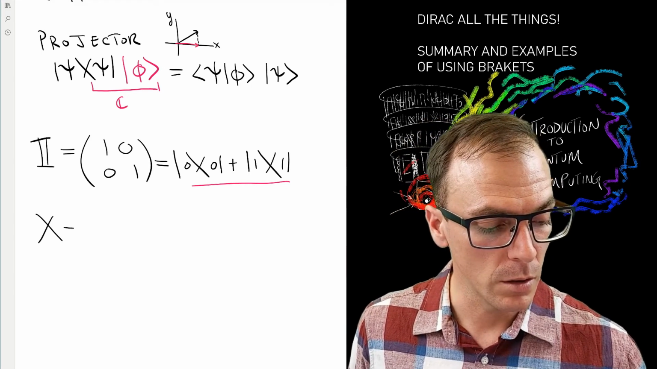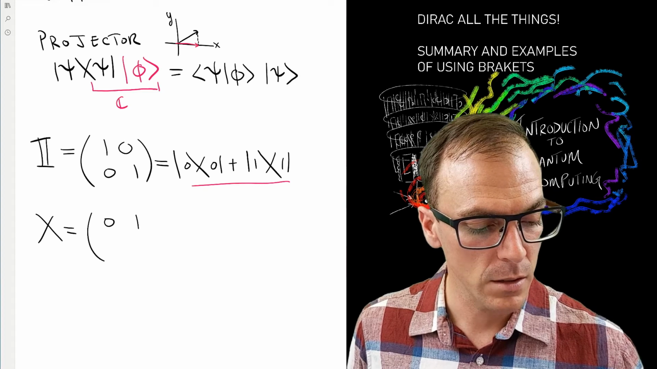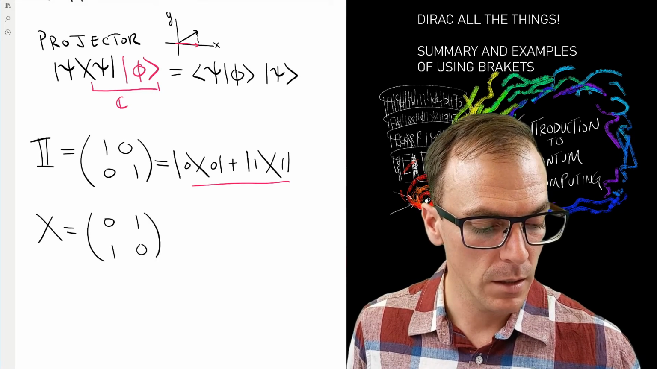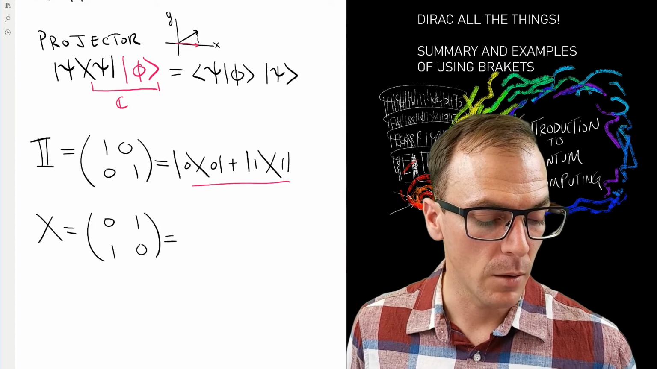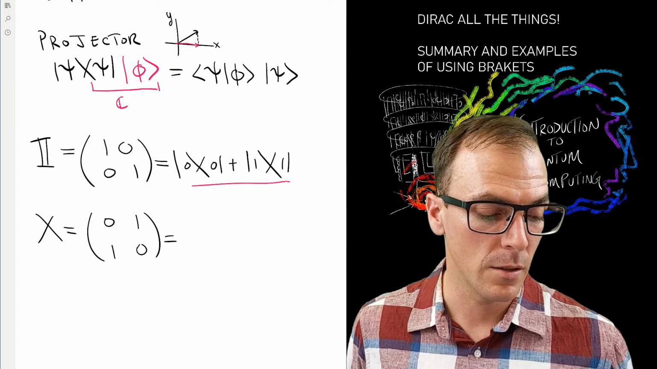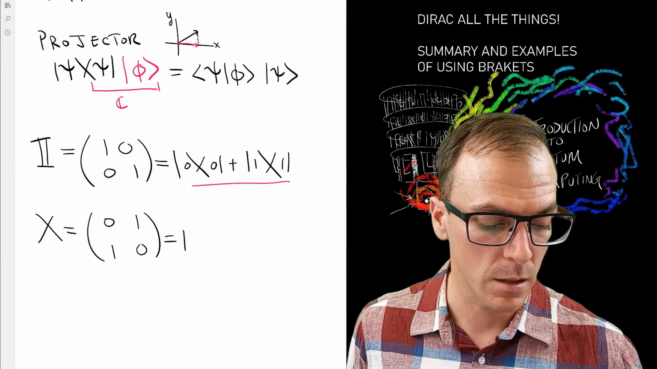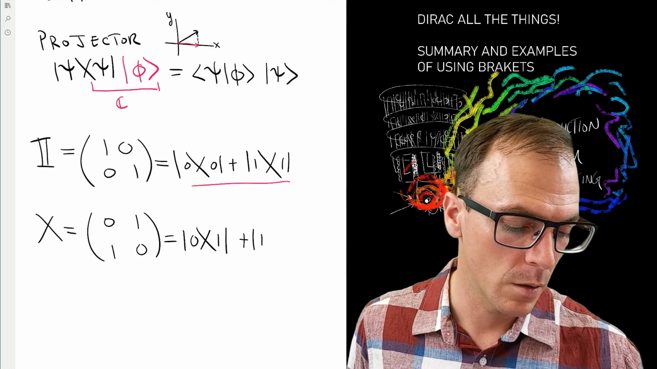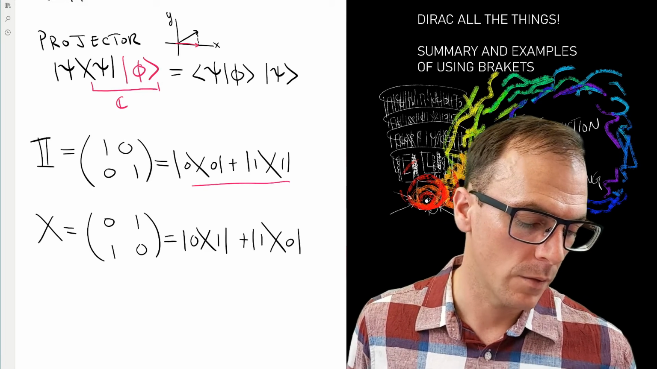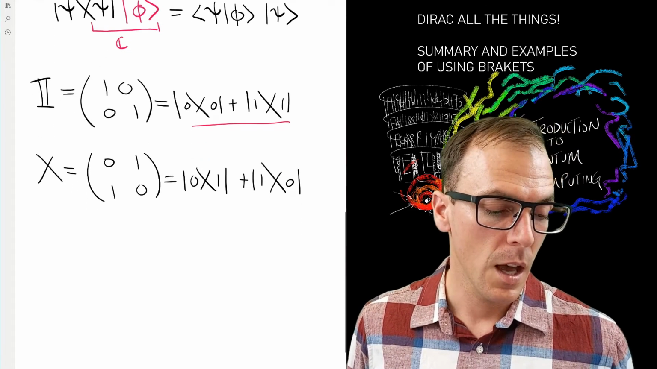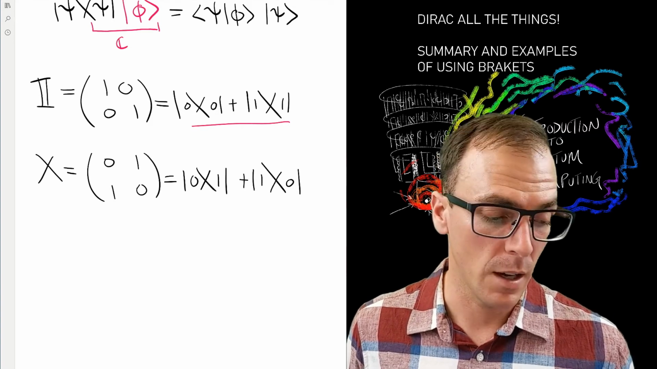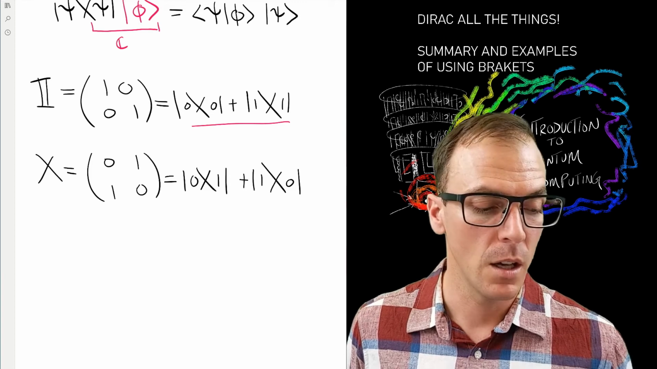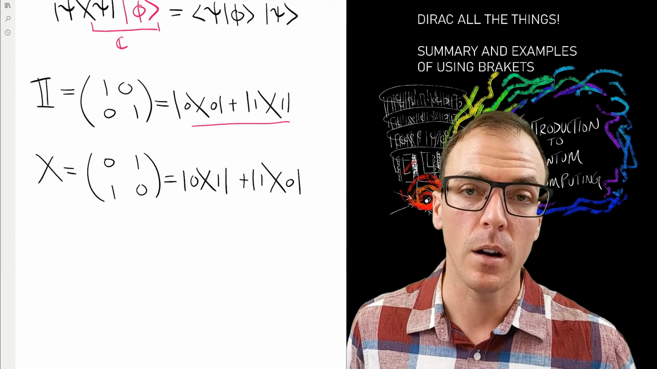We also looked at the X gate, the logical NOT gate, and that one has the other two outer products that we didn't consider in the identity. So that's |0⟩⟨1| plus |1⟩⟨0|. And as I said, every 2 by 2 matrix will be some linear combination of these 4 outer products.